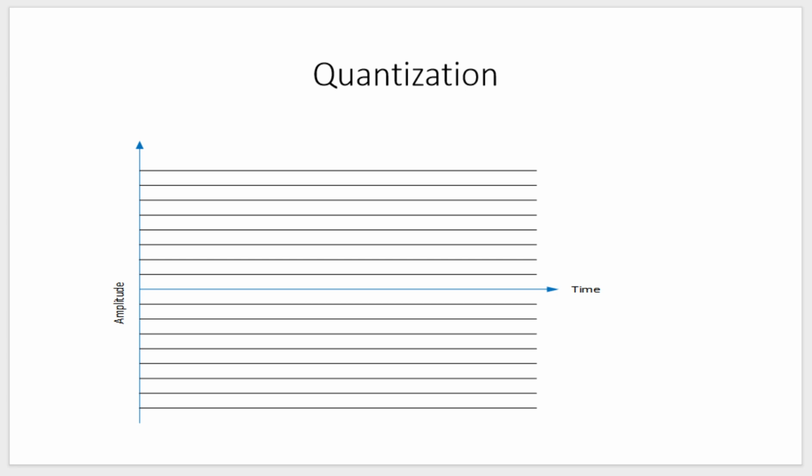Okay, we continue with step number 3, quantization. Sampling is like drawing a vertical line, but quantizing is like drawing a horizontal line. Then make the sample match one specific horizontal line.